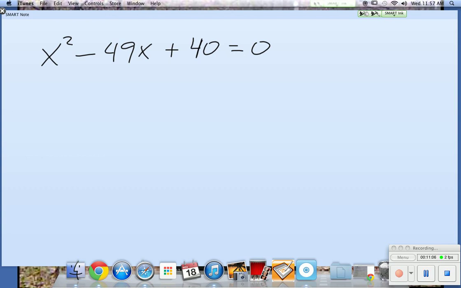Okay, first thing we have to do is bring that 40 over. X squared minus 49x equals a negative 40. Take half of that. Well, this ain't going to work real good. It's going to come up with a fraction. Should we make it 48? We'll make it 48. So we're not dealing with fractions, right? X squared minus 48x. So half of 48 is 24 squared.